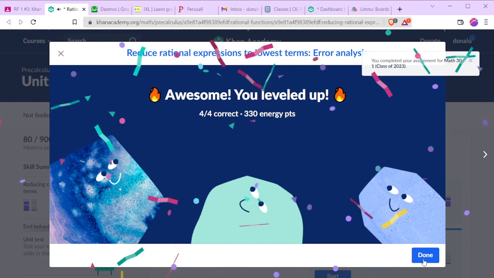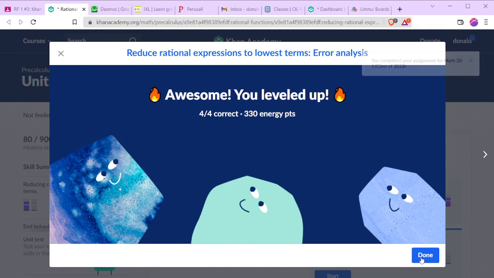So this concludes our solution for the rational expressions to lowest terms error analysis.